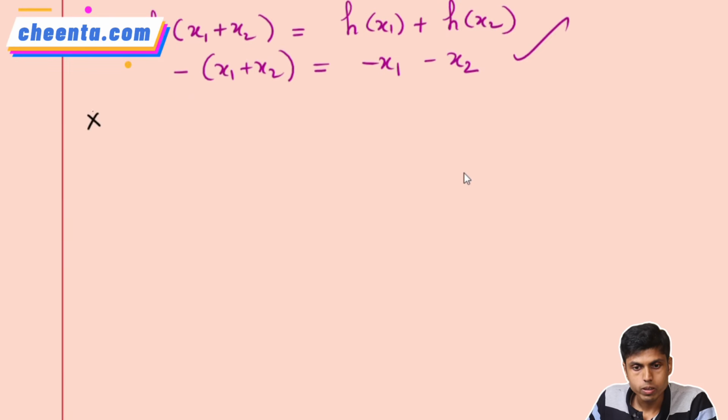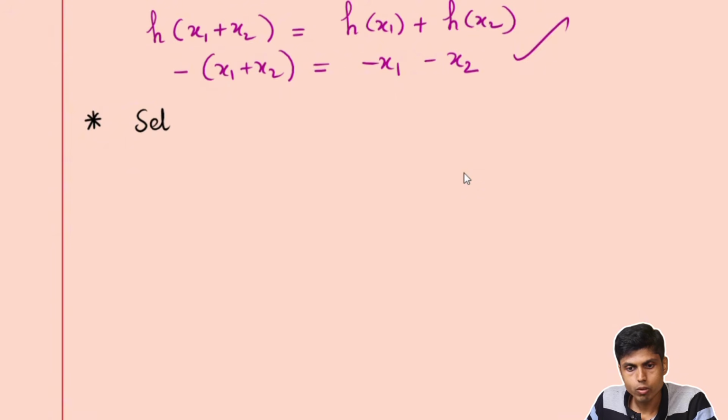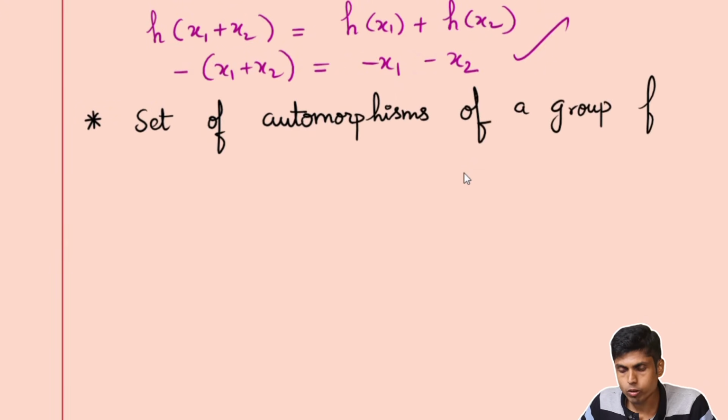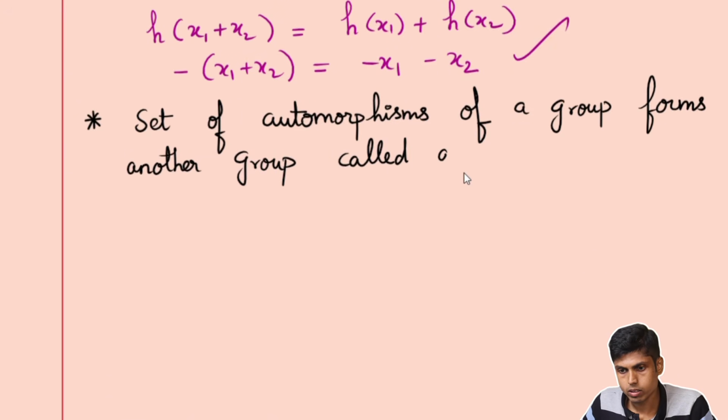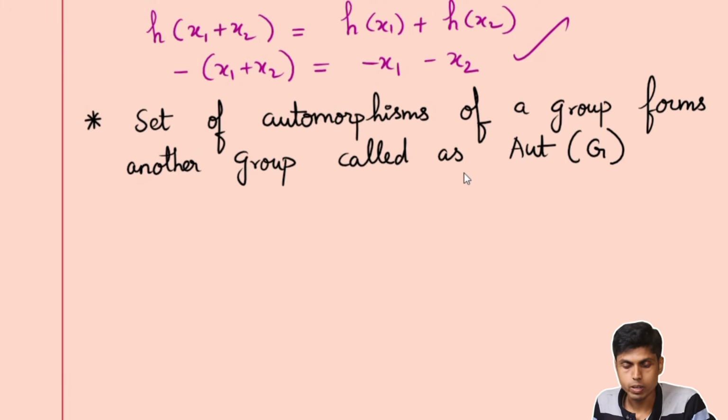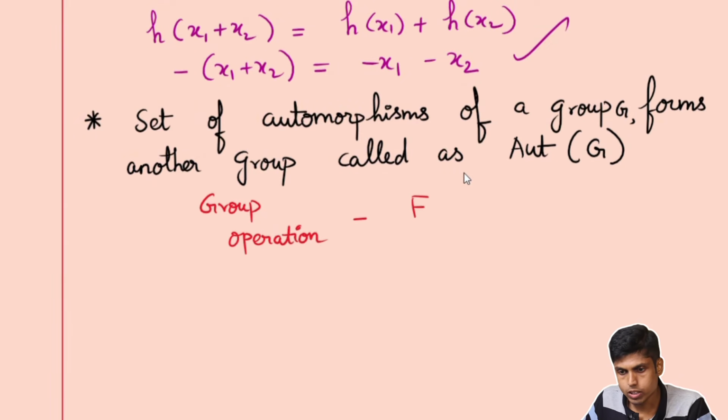And now the question we are interested in is as follows. It turns out that the set of automorphisms of a group forms another group, called the automorphism group of G, represented by Aut of G, where G is the original group. The underlying group operation is function composition.